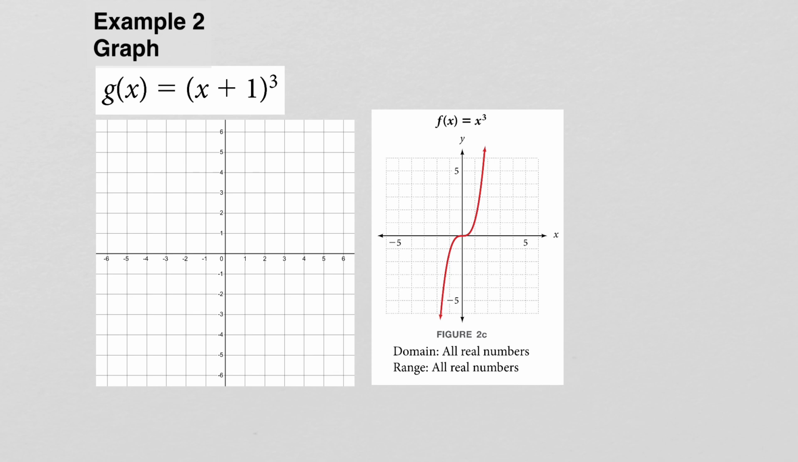And so if we sketch points, instead of being at 0, 0, it's going to be at negative 1, 0. Instead of being at the point 1, 1, it's going to be at 0, 1. And instead of being at negative 1, negative 1, we will be at negative 2, negative 1. And so this graph looks like this. So again, it's the same shape as this graph here, but it has been shifted 1 unit to the left. And in this case, the domain and the range are unaffected.